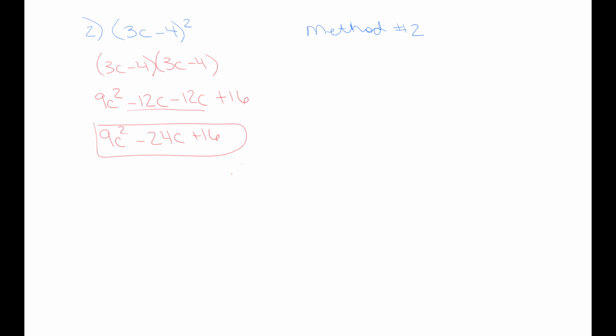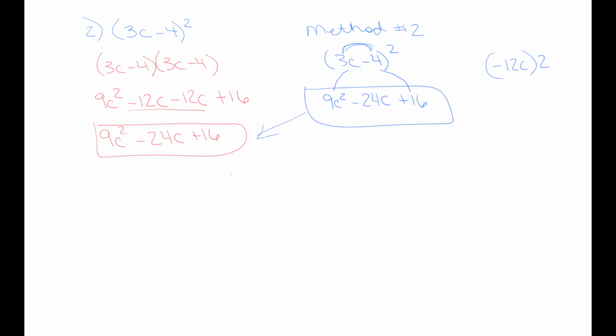Now in the second method, again, I'm going to use square it, multiply, and double. So watch, this is how it works. Square it: 9c squared. Square the other: that would be a positive 16, because negative 4 times negative 4 is a positive 16. Multiply these two things, which would be a negative 12c. And double, so that would be negative 24c. And you can see they're the same thing.